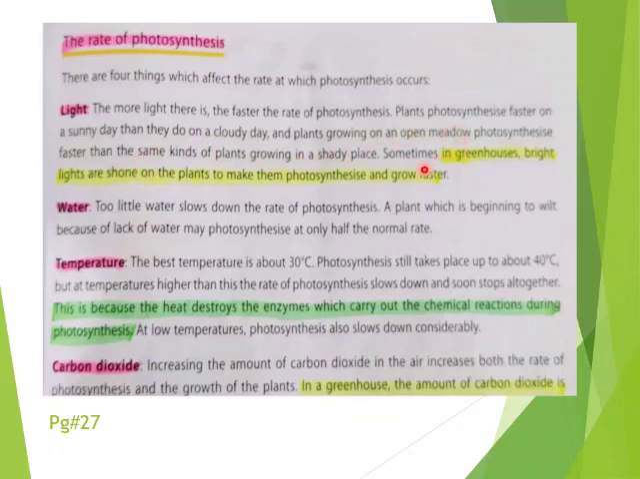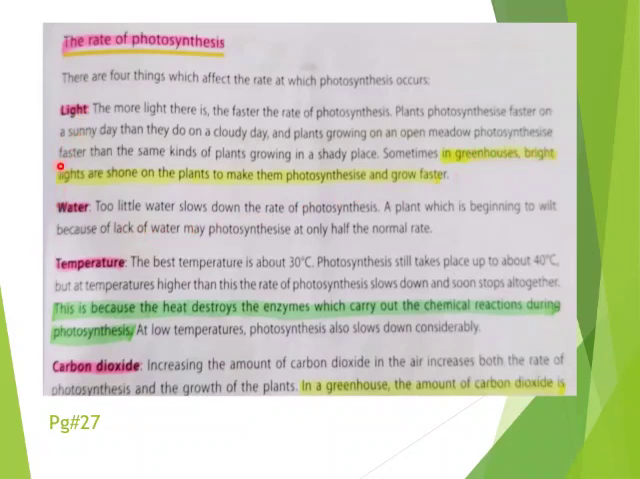What are they telling us again? They are telling that on a cloudy day, photosynthesis is less than on sunny days. Then they are telling that in an open meadow, photosynthesis is faster than in the same kinds of plants growing in shady places. Definitely shady places have less sunlight, so photosynthesis directly depends on light. In greenhouses, bright lights are shone on the plants to make them photosynthesize and grow faster. What are greenhouses? Places where plants are purposely grown.